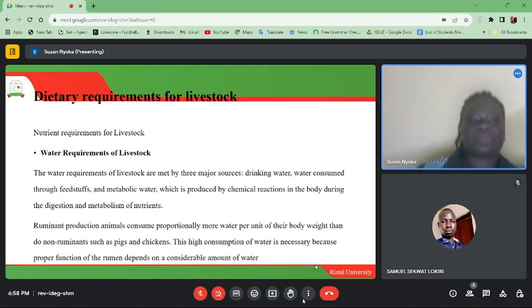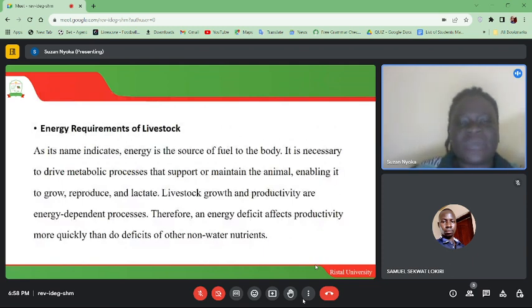And next is energy requirement of livestock. As its name indicates, energy is the source of fuel to the body. It is necessary to drive metabolic processes that support or maintain the animal, enabling it to grow, reproduce, and lactate. Livestock growth and productivity are energy-dependent processes. Therefore, an energy deficit affects productivity more quickly than do deficits in other non-water nutrients.